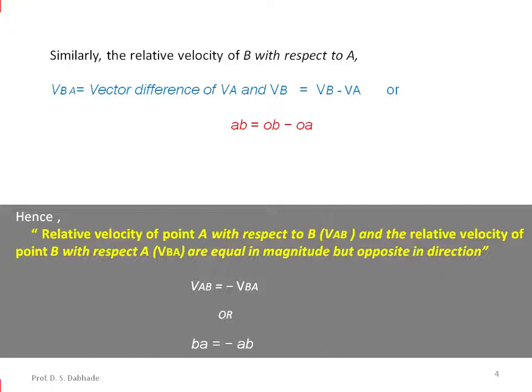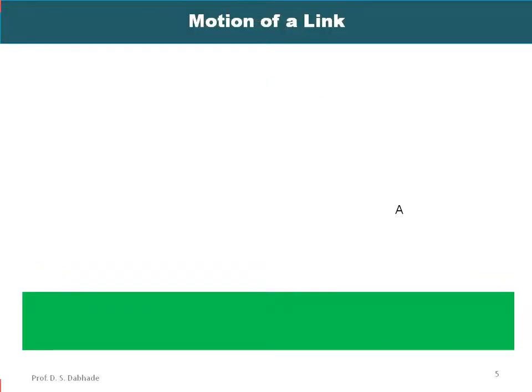The next point, once we have understood this part, is how we can represent the velocity for a link by means of a vector. So let us consider the motion of a link. Consider the two points A and B on a rigid link AB. So let this be the first point A, and this the next point B. These are the two points on a rigid link.